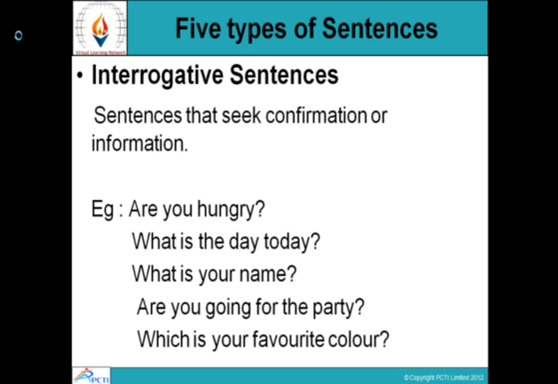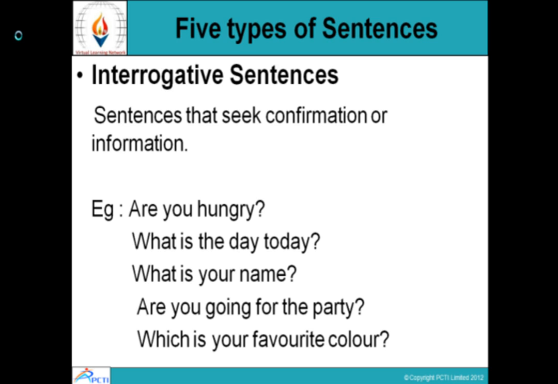Interrogative sentences. Basically, questions are called interrogative sentences. Sentences that seek confirmation or information. For example, are you hungry? What is the date today? Are you hungry seeks confirmation whether or not you are hungry. If you are hungry, yes, I am hungry. If you are not, no, I am not hungry. So this just confirms something.